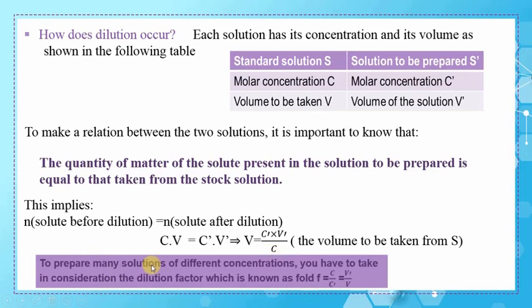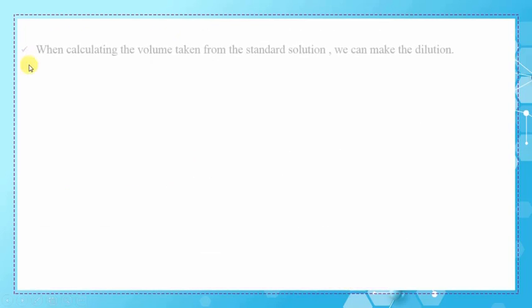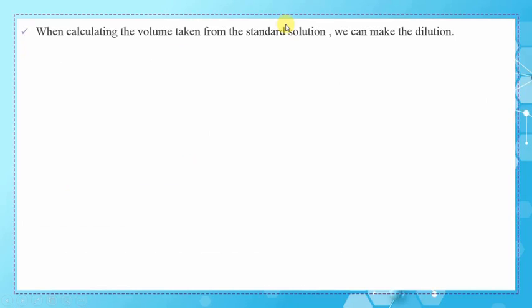To prepare many solutions of different concentrations, you have to take into consideration the dilution factor, known as fold F, which is equal to these ratios: C over C prime, or V prime over V. Okay, when calculating the volume taken from the standard solution, we can now make the dilution.